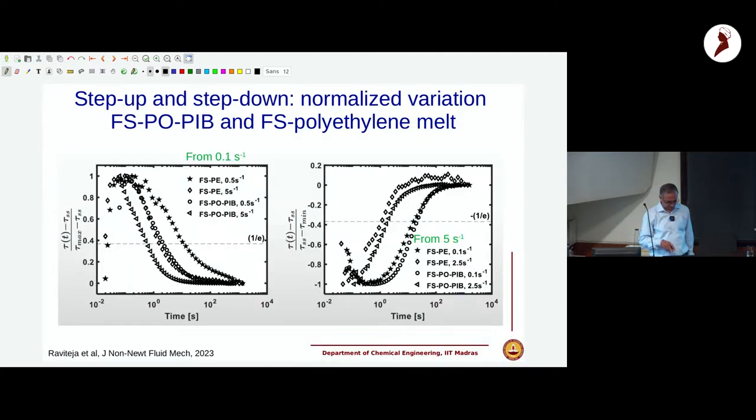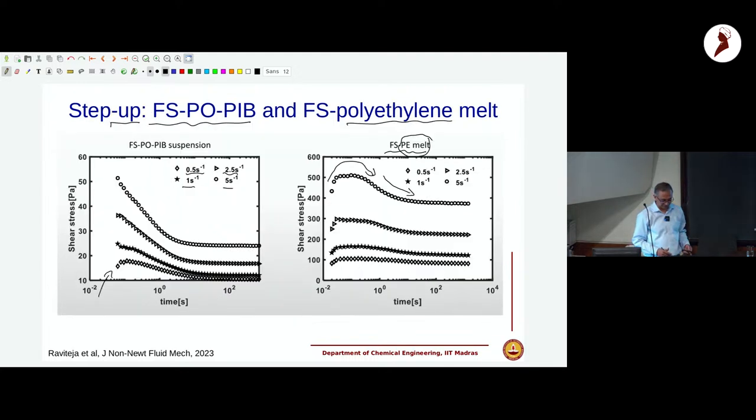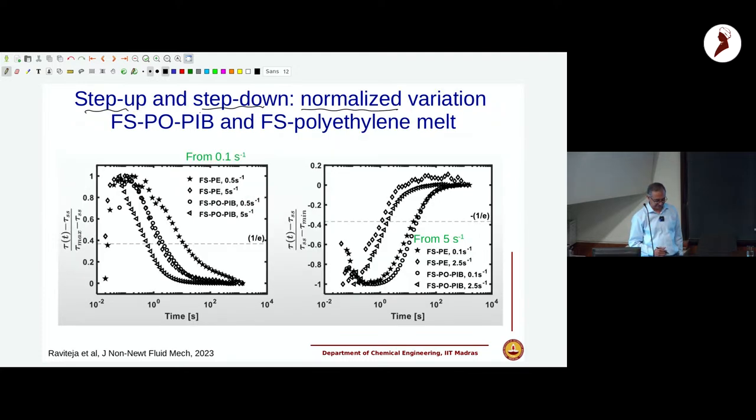And if you plot the same data for step up and step down in normalized variation, because each of these reaches a different maximum, we just normalized this data and then looked at the variation. So basically, in case of step up, you have an increase and then a decrease, or in the other case, you have a decrease and then an increase. And so what are the time scales involved in these processes?